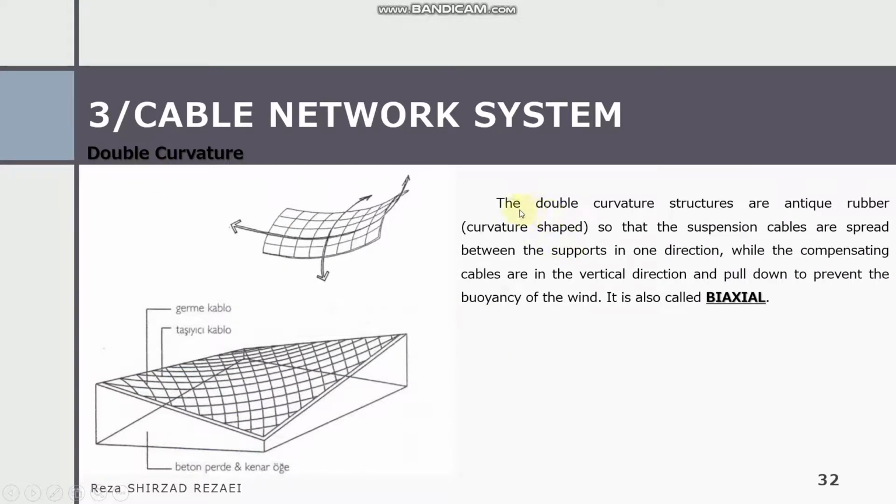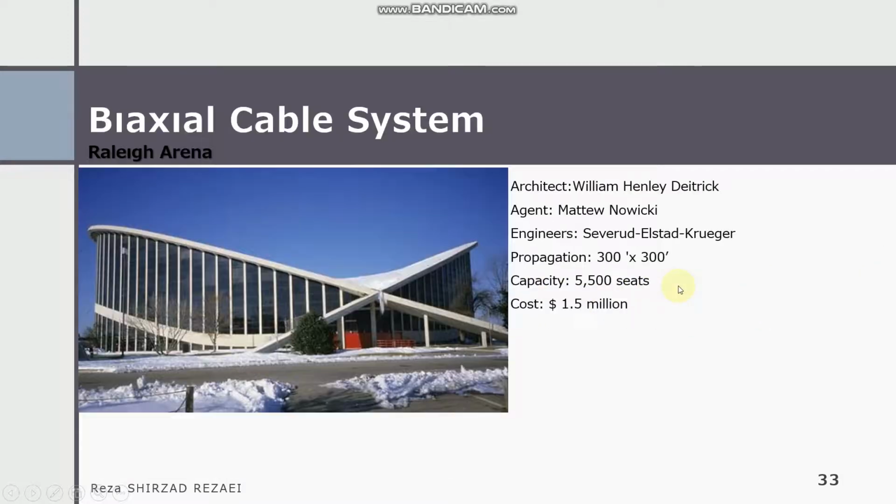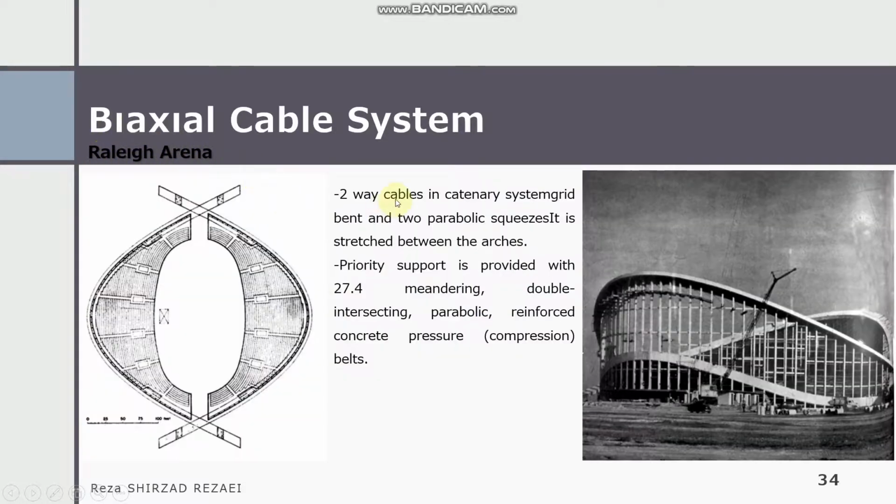Double curvature. In double curvature structures, the suspension cables are spread between the supports in one direction, while the compensating cables run in the vertical direction and are pulled down to prevent the buoyancy of the wind. It's also called biaxial. It's an example of the biaxial system: a two-way cable system with rigid beams and two parabolic arches. It's stretched between the arcs.